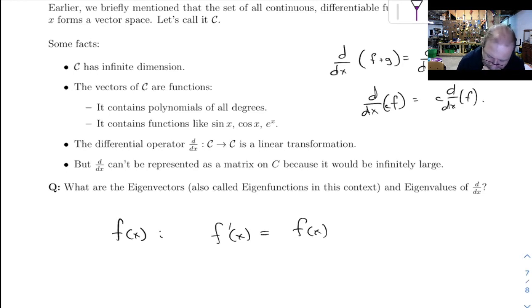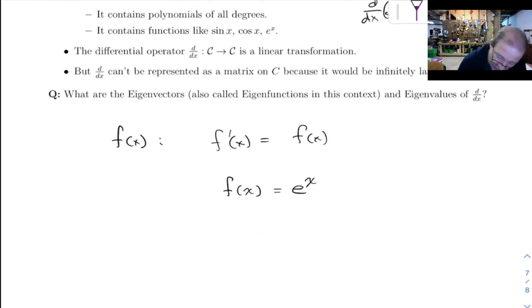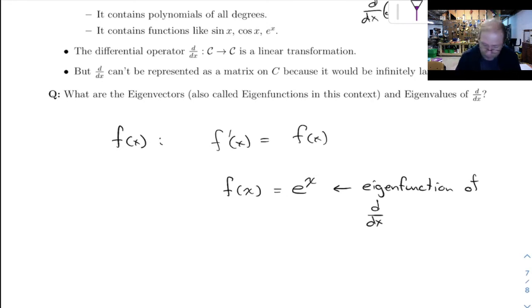Well, if you take this c and set it equal to 1, can you think of a function where f prime of x equals f of x? There is one function that does that, other than the 0 function. That's f of x equals e to the x. This is an eigenfunction of the differential operator. And what's the eigenvalue that goes with it? Well, in this case, it's 1.